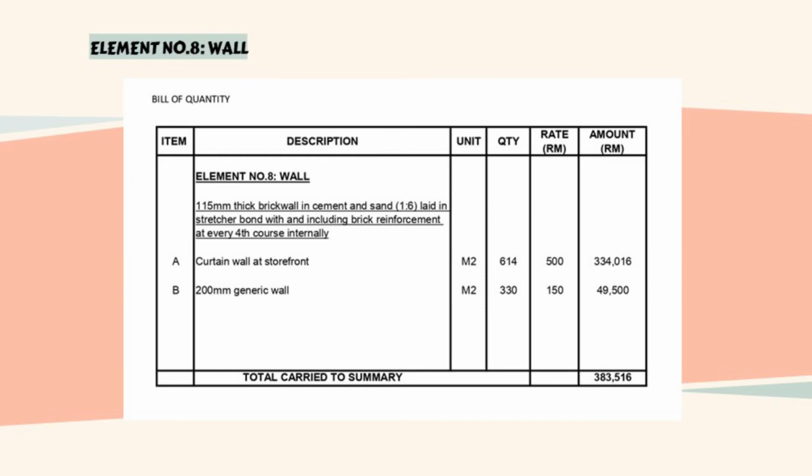Meanwhile, for generic wall, we use 200 mm thick generic wall, and the quantity that has been used in this project is 338 meter square, and the rate for this generic wall is 150 ringgit for each meter square. The total cost for generic wall in our project is 49,500 ringgit. And the overall cost for element number 8 wall is 383,560 ringgit.